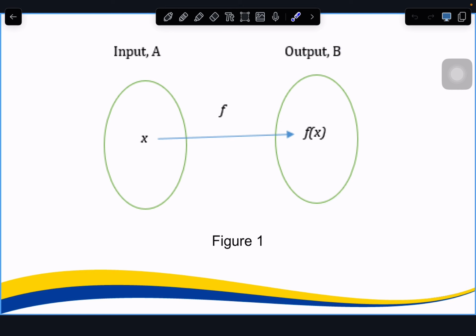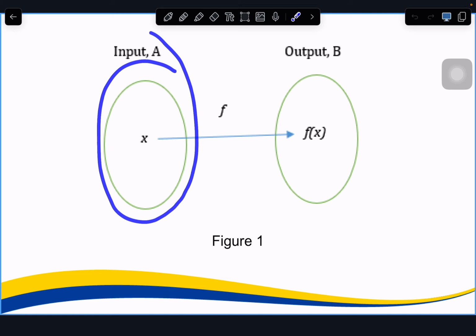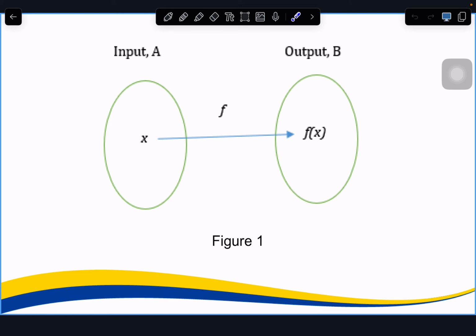And how do we decide the output? It depends on our function. Let's say we put x equals 1, we substitute x equals 1 into our function. What is our y? It depends on our function. Okay, and this side we call the domain. Have you heard of domain before? So input is domain.